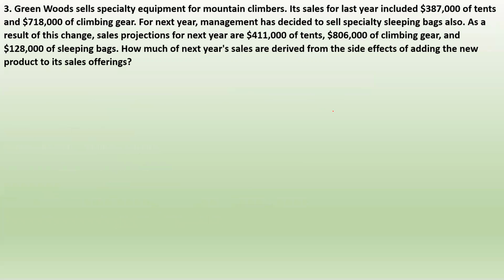So next one, Greenwood sells specialty equipment for mountain climbers. Its sales for last year include 387,000 tents and 718,000 of climbing gear. For next year, management has decided to sell specialty sleeping bags also. As a result of this change, in the sales projections for next year, you can see the tent sales actually increase. This is a positive side effect.